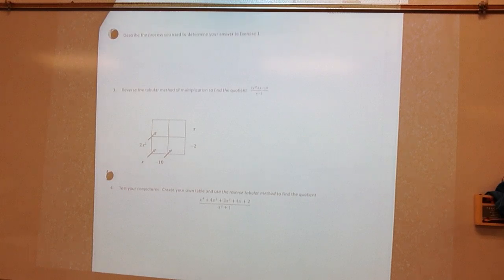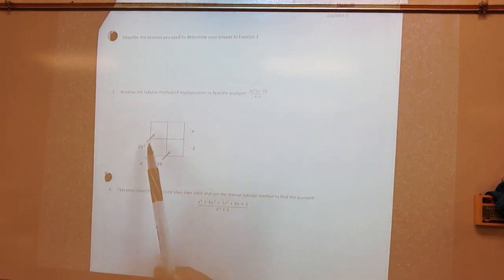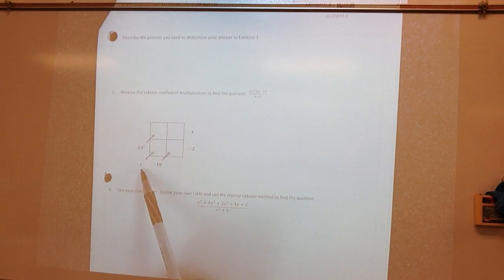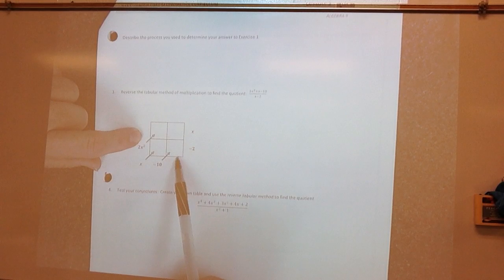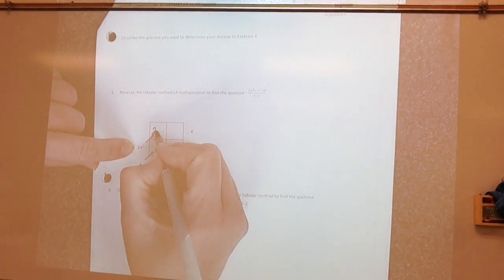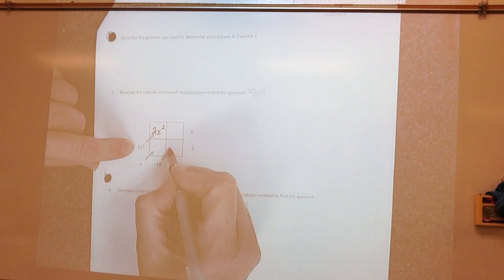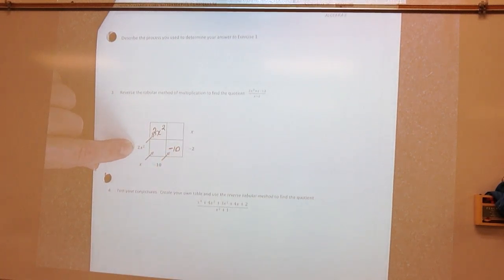All right. Let's look at 3. Reverse the tabular method of multiplication to find the quotient 2x squared plus x minus 10. All right, so let's look at this. 2x squared has to come from this diagonal here. So we know that's going to be 2x squared. Negative 10 has to come from this area, so we know that's going to be negative 10.